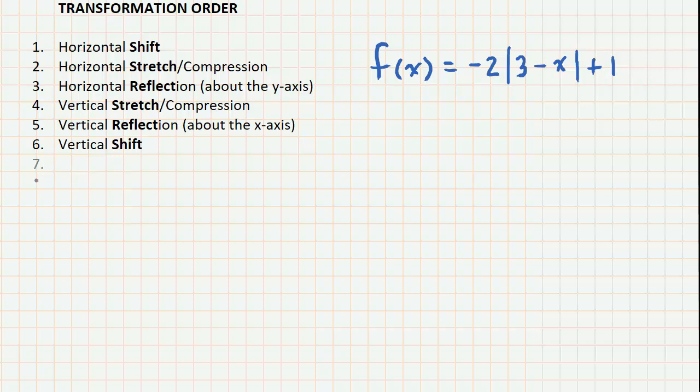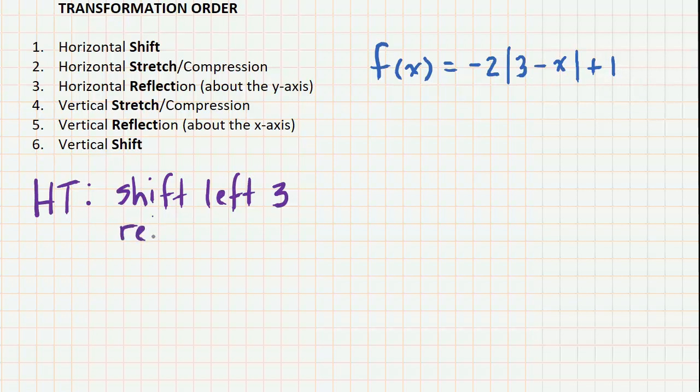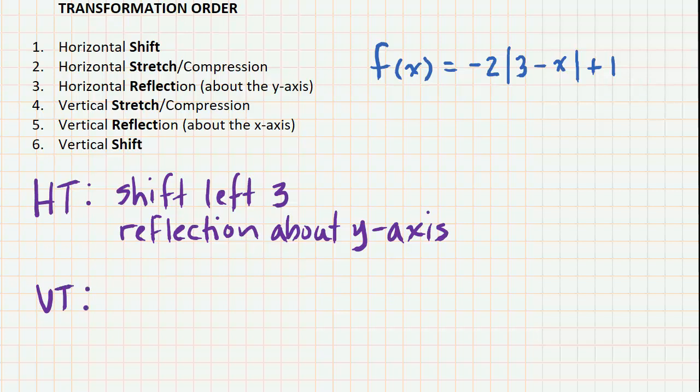So the horizontal transformations, looking to the inside, we see a +3. So that's a shift left of 3 units. Horizontal shifting is always opposite of what you see. Vertical shifting is exactly what you see. The next horizontal transformation, we see a -x, so that's a reflection. And that's going to be a reflection about the y-axis. That's a horizontal reflection.